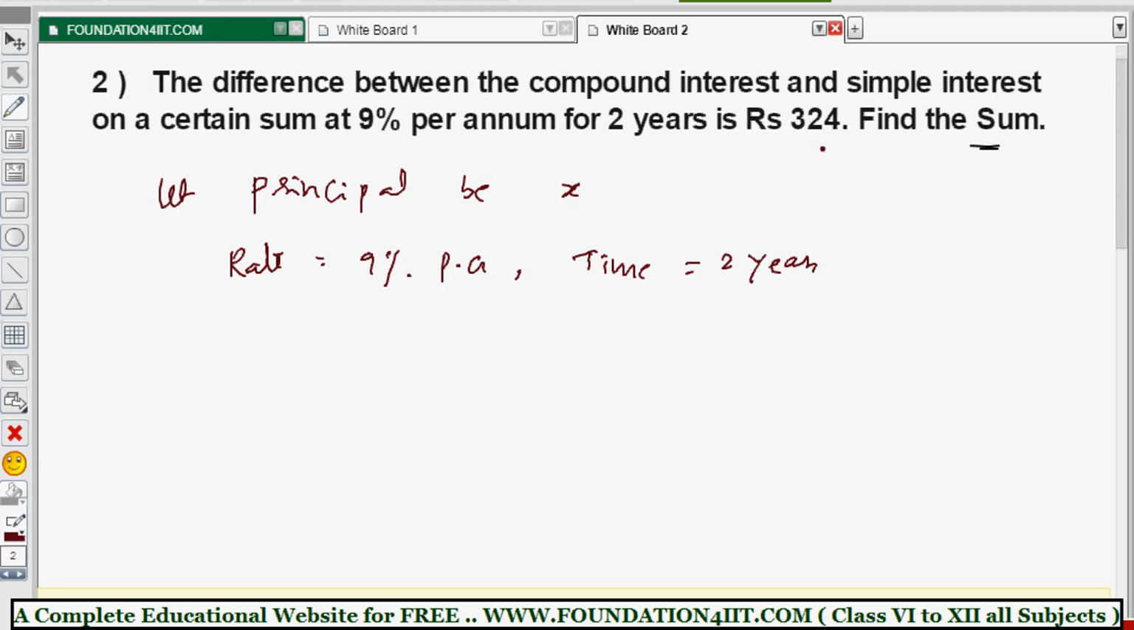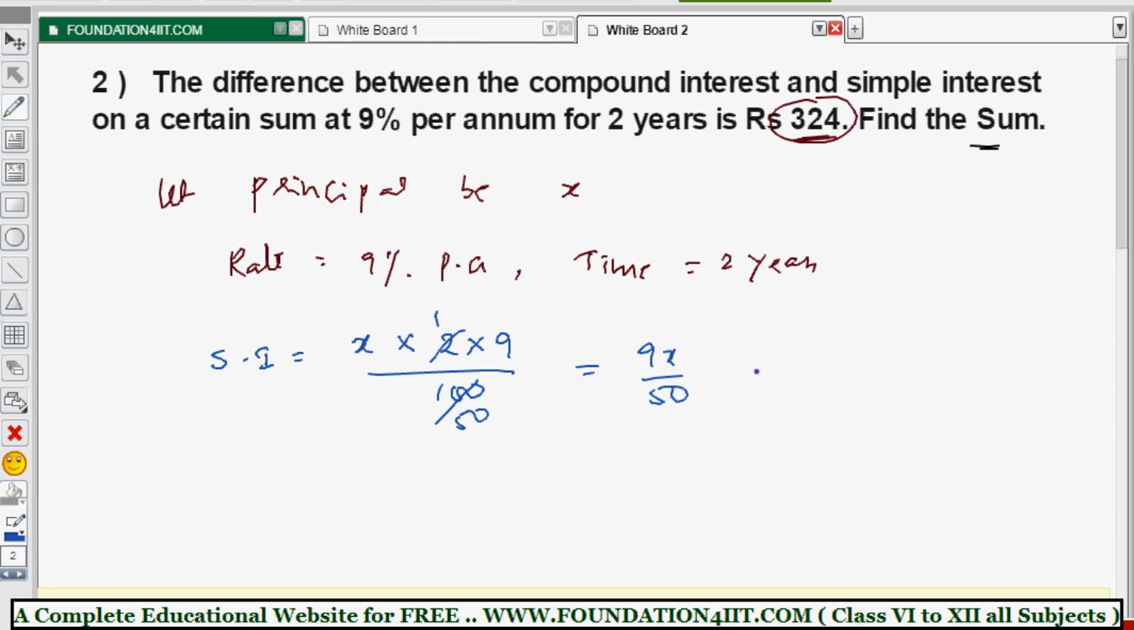So the difference between compound interest and simple interest is 324. That means we need to find out simple interest and compound interest separately first. Okay, let's find out the simple interest first. Simple interest formula is PTR by 100. So P is x, that I'm writing. Time is 2 years. Rate of interest is 9 by 100. Cancel this, 2 ones are 2, 50 is 9x by 50. 9x by 50 is the simple interest, equation 1.